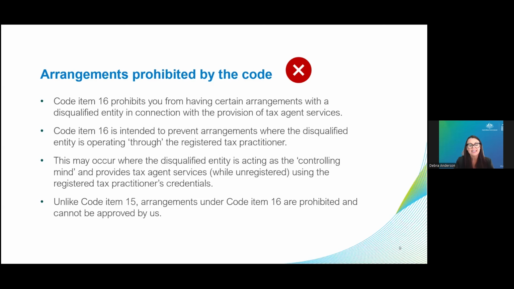Code Item 16 is intended to prevent arrangements where the disqualified entity is effectively operating through a registered agent. And this can often occur where the disqualified entity is acting as the controlling mind, for want of a better term, of the registered tax practitioner and provides the tax agent services while effectively being unregistered and using the tax practitioner's registered agent credentials. So circumstances which may constitute an arrangement for the purposes of Code 16 can vary significantly, and they are considered on a case-by-case basis.